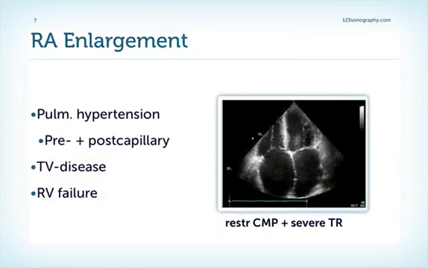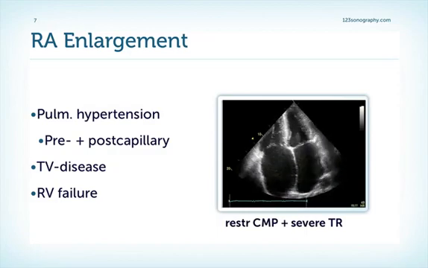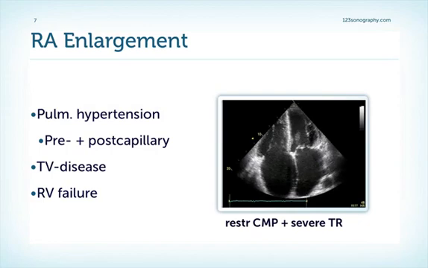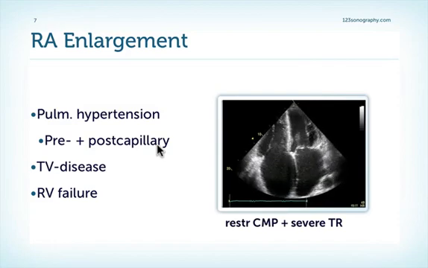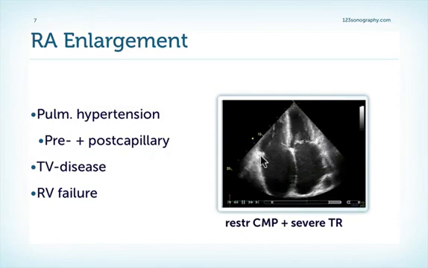There are a number of causes why the right atrium can be enlarged. One cause is pulmonary hypertension. Pulmonary hypertension, no matter if it's pre or post-capillary, often causes elevated right atrial pressures, which cause the dilatation. Tricuspid valve disease, in particular tricuspid regurgitation, and right heart failure also cause enlargement of the right atrium.